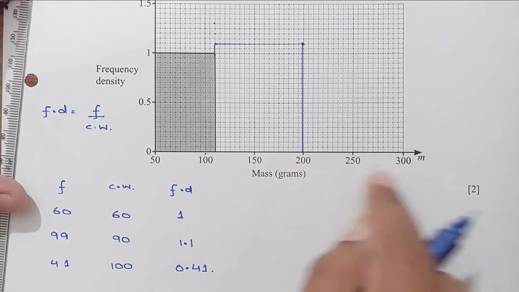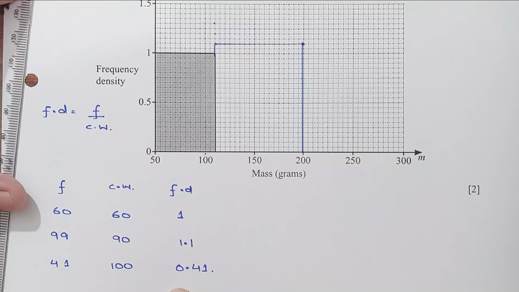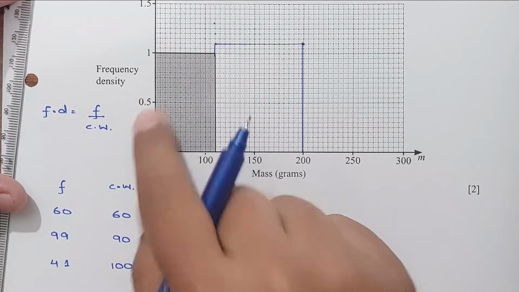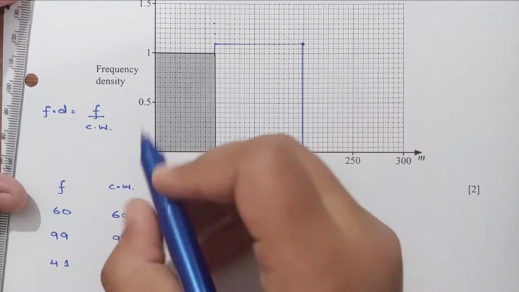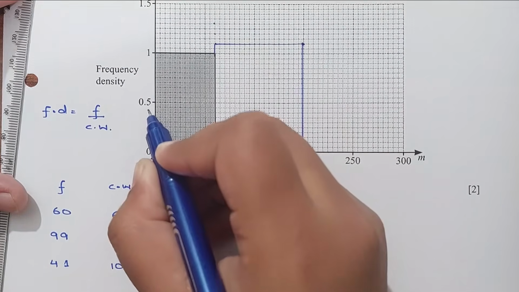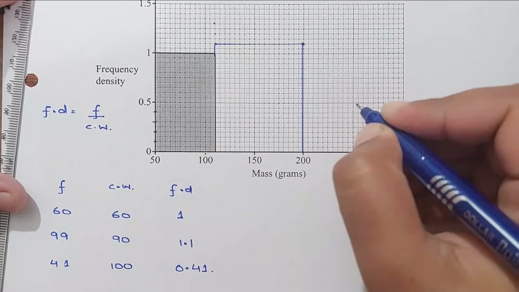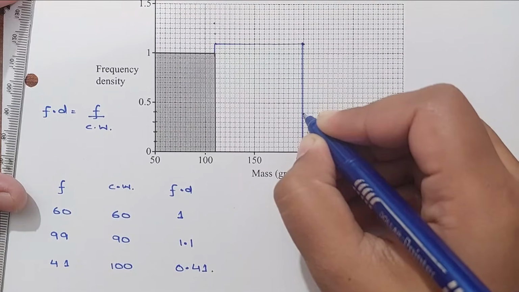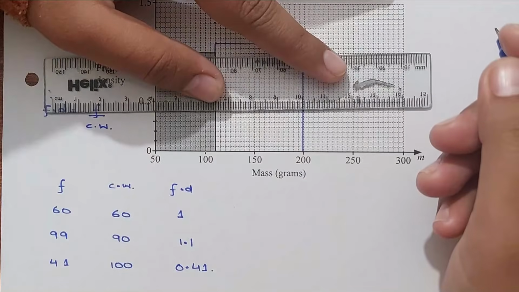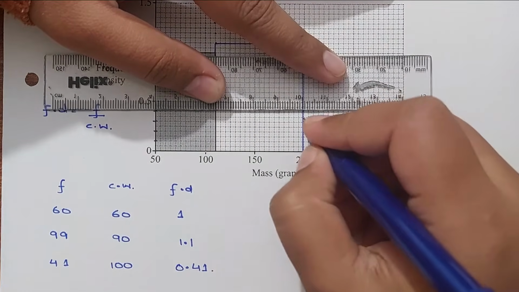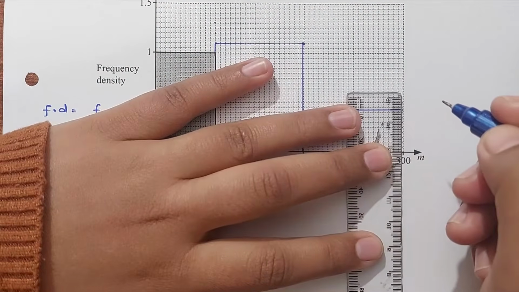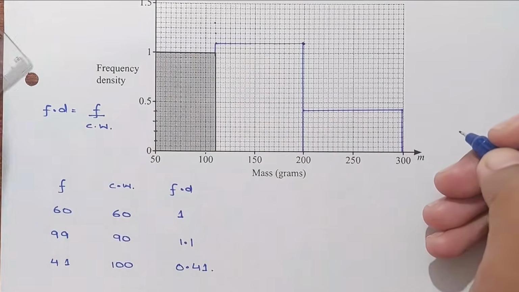The third interval is between 200 to 300. It is 0.41. Okay, so this is 0 and this is 0.5, right? So this is 0.1, 0.2, 0.3, 0.4, a little bit above 0.4. So we can say this is 0.4 over here. Okay, this is the histogram.